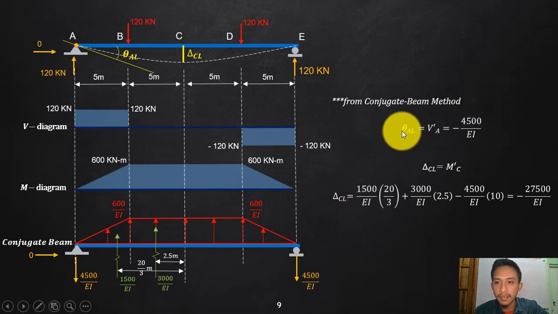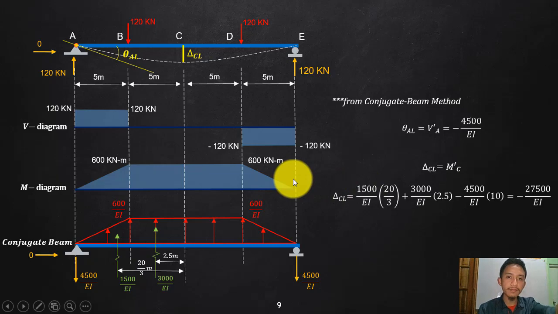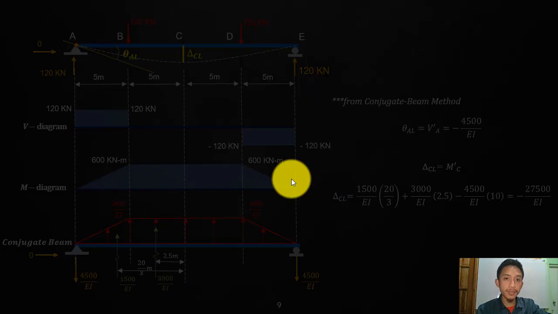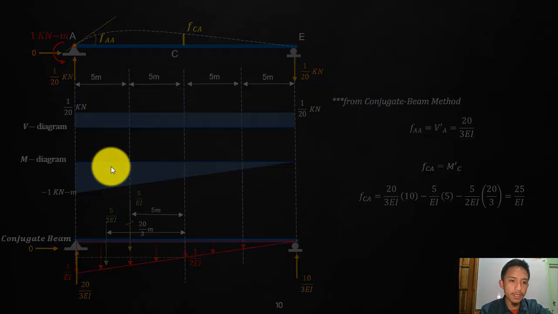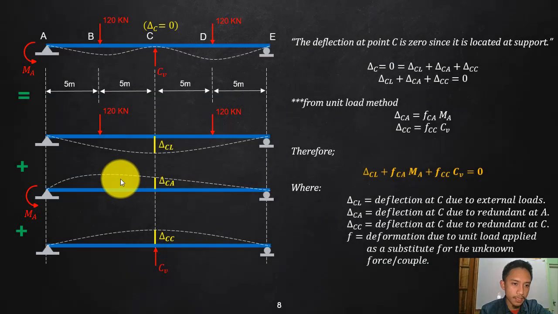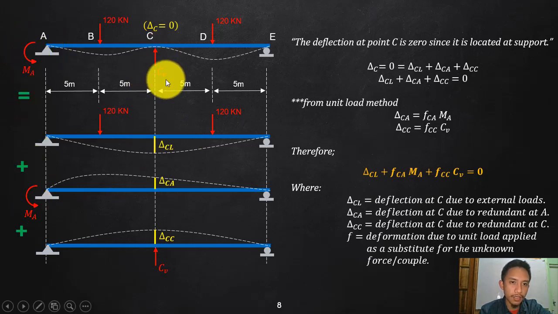The deflection or the rotation at point A due to the external loading, and the deflection at point C due to the external loading. Okay, so we have that already. And then we will proceed. We will try now to start. We are just following this one, guys. External loading, and then investigate your redundant MA, and then later on investigate your redundant CV.